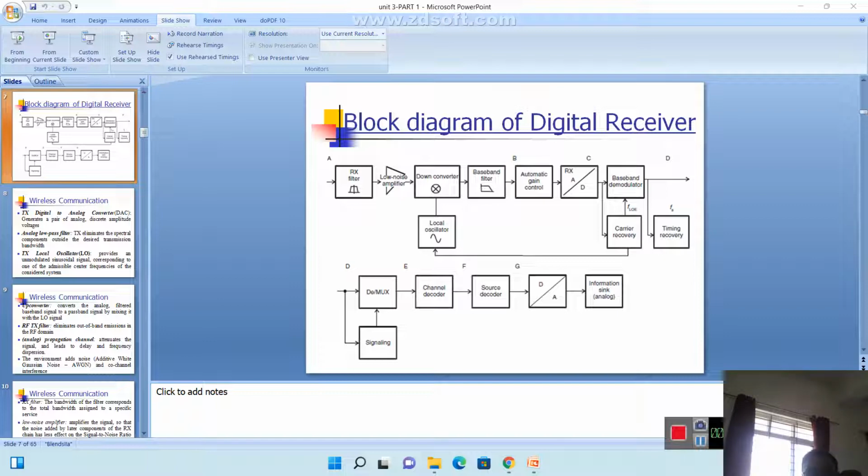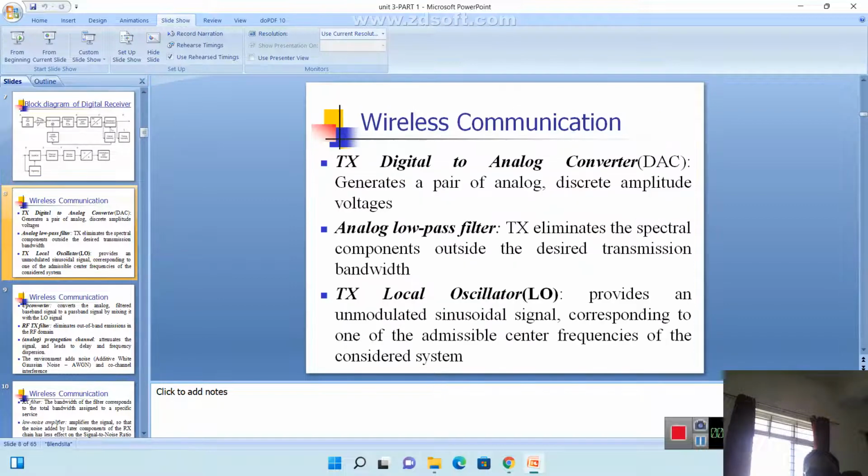Now the TX, that means the transmitter: the digital to analog converter, DAC. What is the use of this block? It generates a pair of analog discrete amplitude voltages. Then the analog low pass filter eliminates spectral components outside the desired transmission bandwidth. Then the transmission local oscillator, LO, provides an unmodulated sinusoidal signal corresponding to one of the admissible center frequencies of the considered systems.